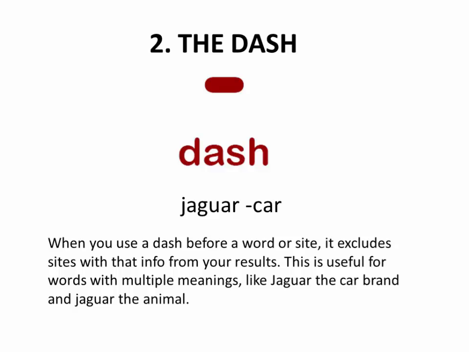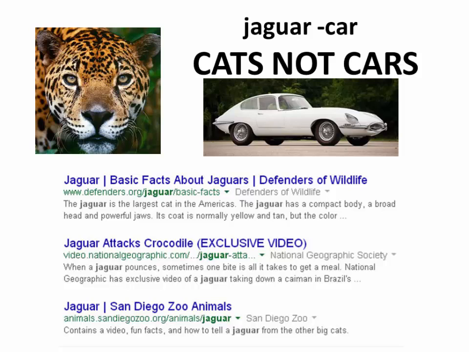The dash. When you use a dash before a word or site, it excludes sites with that information from your results. This is useful for words with multiple meanings like Jaguar the car brand and Jaguar the animal. And here's the results. Notice that you got all your information about Jaguar the animal and not the car.